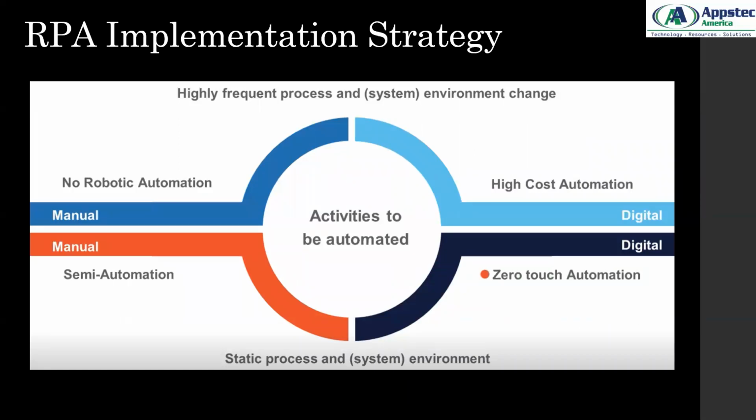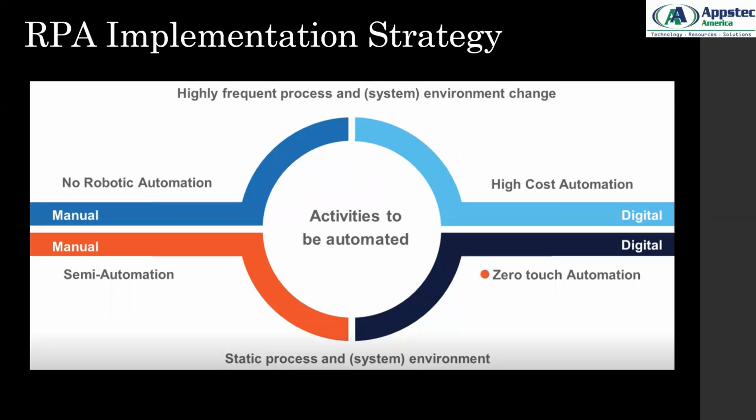Then we saw the RPA implementation strategy, where we have the high frequent process environment change. So we have 4 quadrants to it. Any project that does not fit to be performed under any sort of automation falls under no robotic automation. Certain projects are partially automation potential. Let's say 70% is automated, 30% is not potential. So we say these are semi-automated potential, which falls on the left hand side.